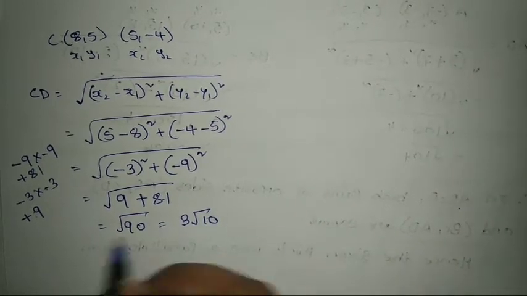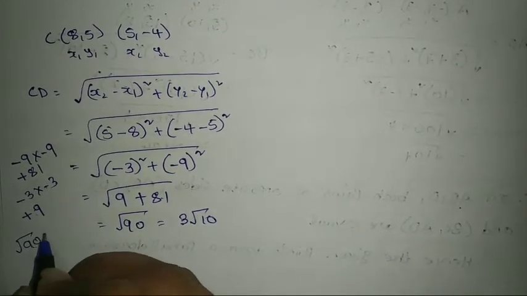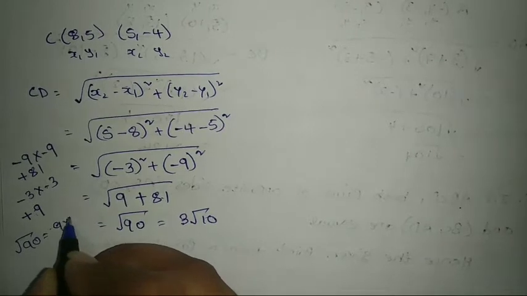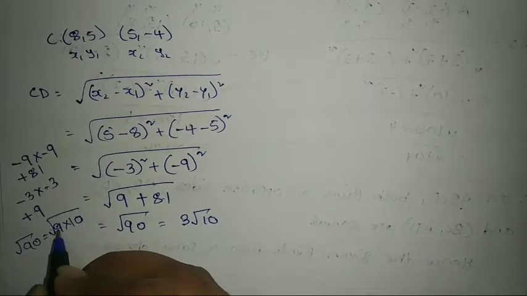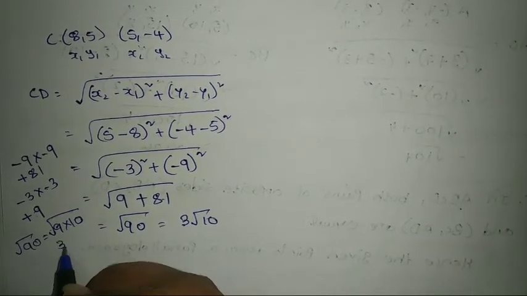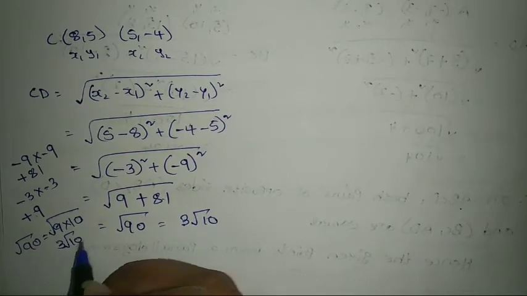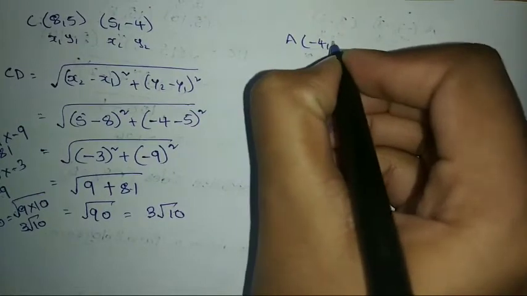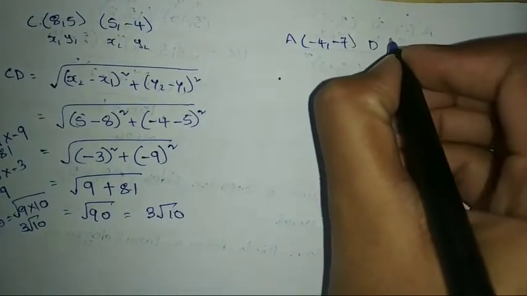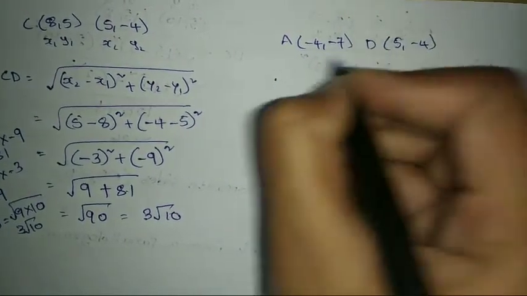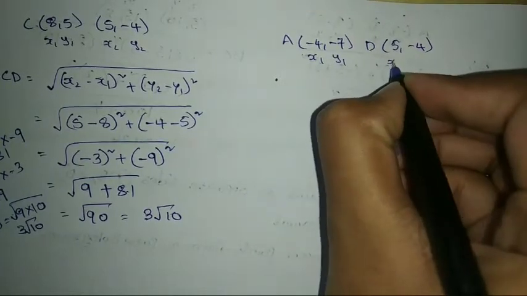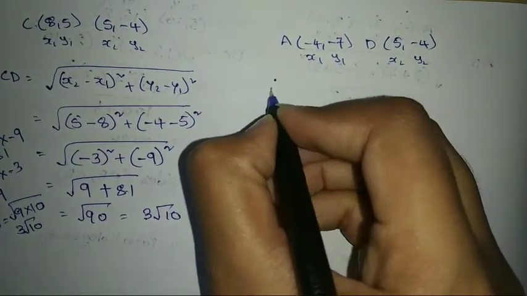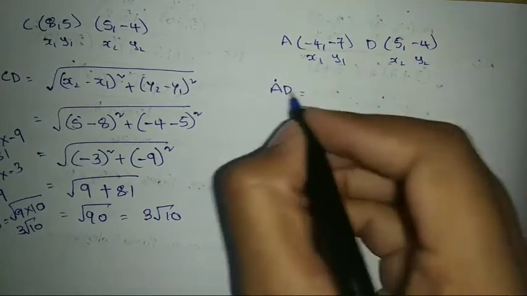Okay, how can we write this? 90 is equal to 9 into 10. So root 9 value is 3. We have root 10. Okay, next AD distance. A value is minus 4 comma minus 7. D value is 5 comma minus 4. x1 y1 x2 y2. AD is equal to, substitute in the distance formula.